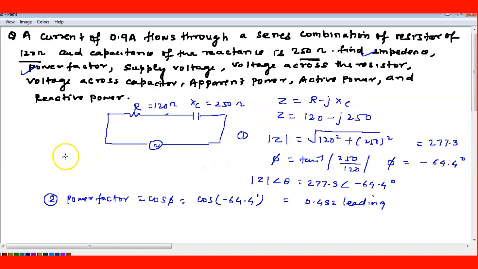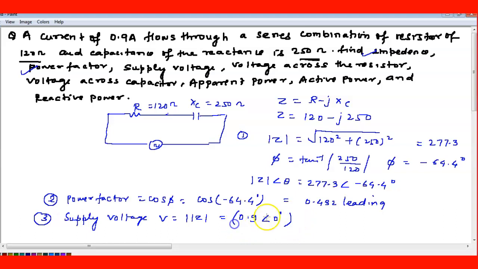Next, tell me the supply voltage. Supply voltage V is equal to I into Z. I is how much? 0.9 is given, and the angle is not given, so you can write it as 0 degree. Into the impedance. Impedance is how much? 277.3, and the angle is minus 64.4.